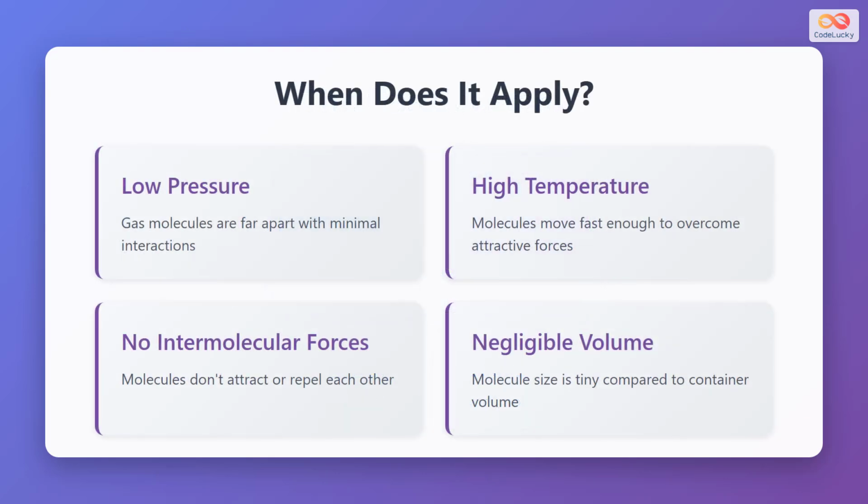The ideal gas law works best under specific conditions. First, it applies at low pressure, where gas molecules are spread far apart and rarely interact with each other. Second, it's most accurate at high temperature, where molecules move fast enough to overcome any attractive forces between them. Third, the law assumes no intermolecular forces exist, meaning molecules don't attract or repel one another. Finally, it assumes the volume of the gas molecules themselves is negligible compared to the container volume. Real gases behave most like ideal gases under these conditions. At very high pressures or very low temperatures, real gases deviate from ideal behavior and more complex equations are needed. For most everyday situations and typical laboratory conditions, the ideal gas law provides excellent approximations.